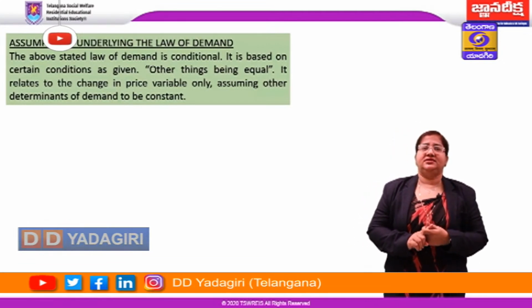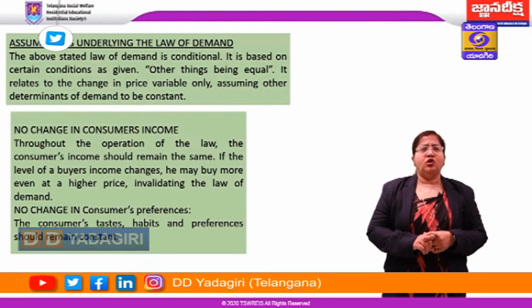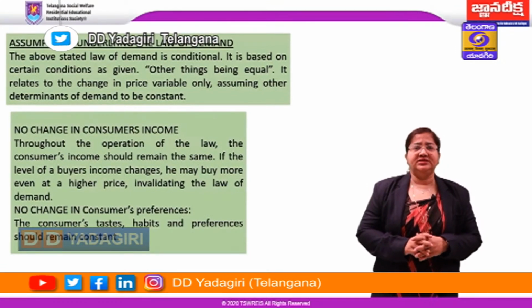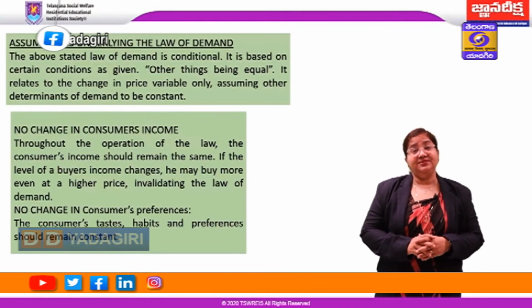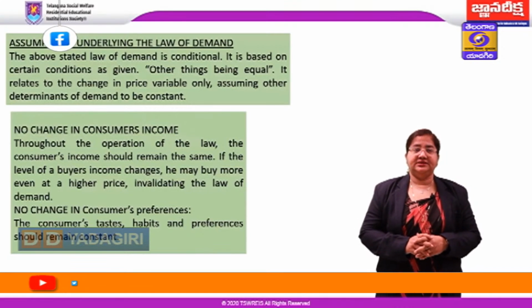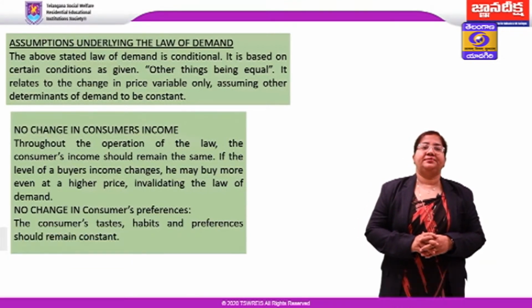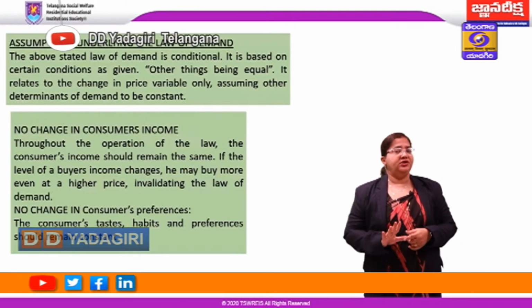The first one is no change in the consumer's income. Throughout the operation of the law, the consumer's income should remain constant. If the level of the buyer's income changes, he may buy more even at a higher price, invalidating the law of demand. Yes, understood. So the income of the consumer should remain constant.